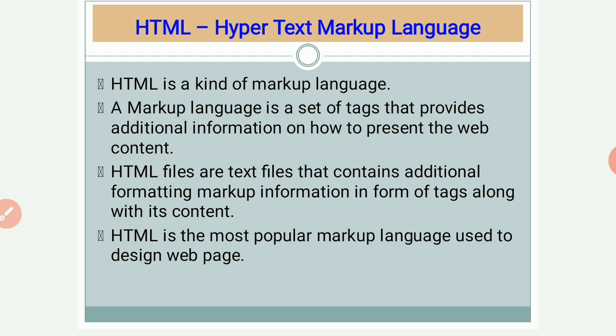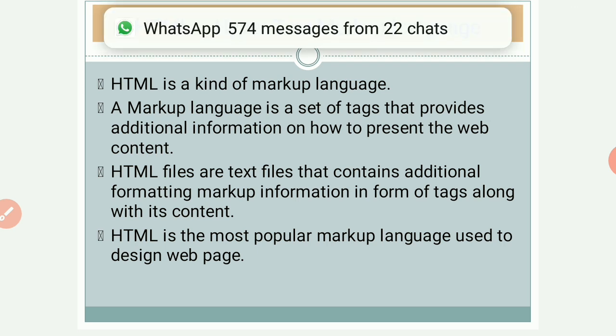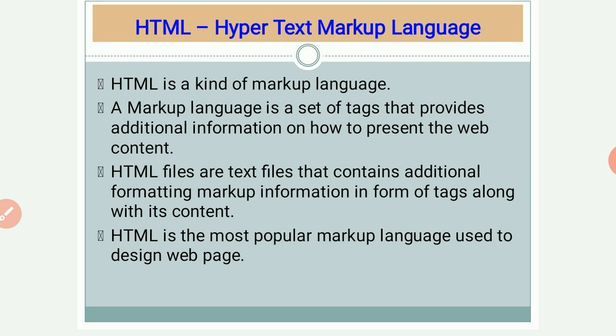A markup language is a set of tags that provides additional information on how to present web content. HTML files are text files that contain additional formatting markup information in the form of tags along with their content.